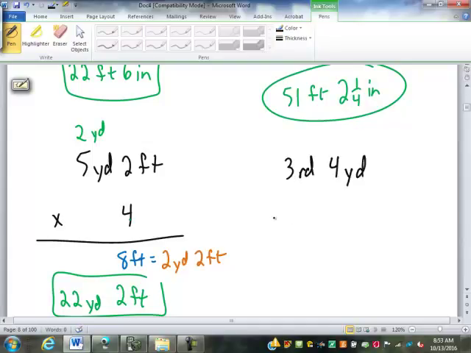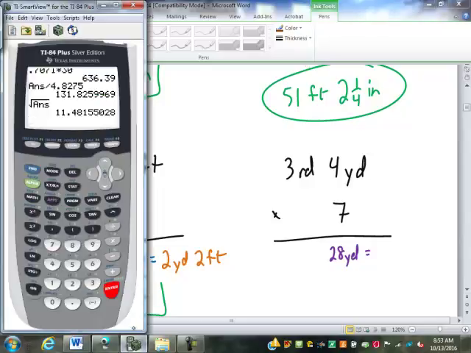So I have 3 rods, 4 yards times, oh, let's go 7. 4 yards times 7 is 28 yards. Which is, again, more than enough for a whole rod. If I do, I'm going to show you a trick. I'm going to take my 28. How many yards are in a rod? Not everybody at once. 5.5. Very good. So we take 28 divided by 5.5.